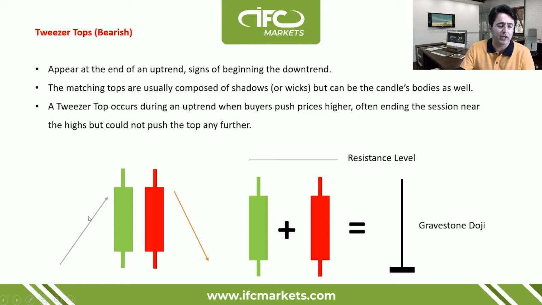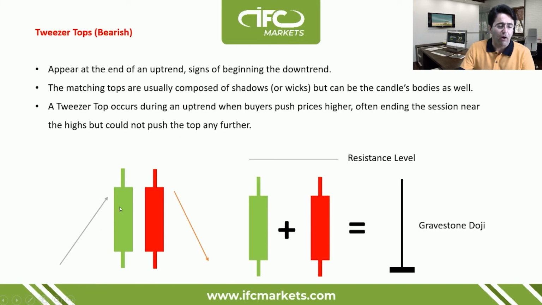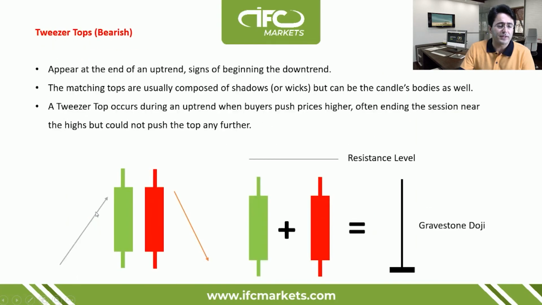Usually they appear at the end of an uptrend and they are telling you that the current uptrend is going to change to a downtrend. It's exactly the same signal that the Gravestone Doji gives you. So the tweezer top or tweezer bottom are usually candles back to back, almost the same size. If their bottom price is at the same level, it means they are a tweezer bottom, and if their top price is almost at the same level, it means it's a tweezer top.